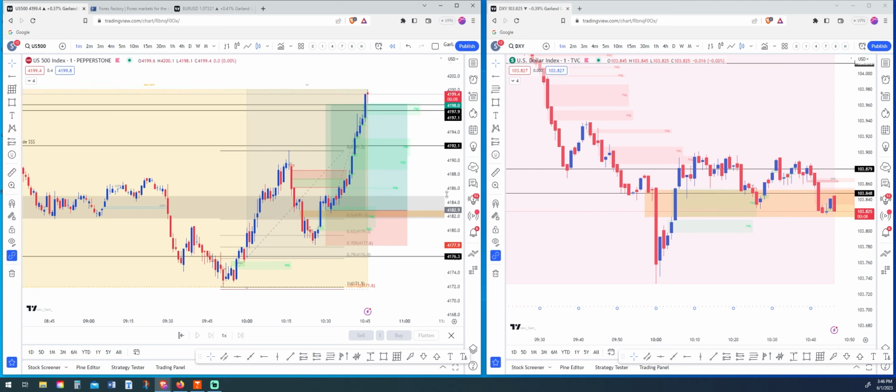This new 15-minute candle could now reverse and start pulling back. So it's nice that we hit that so quickly within that window.